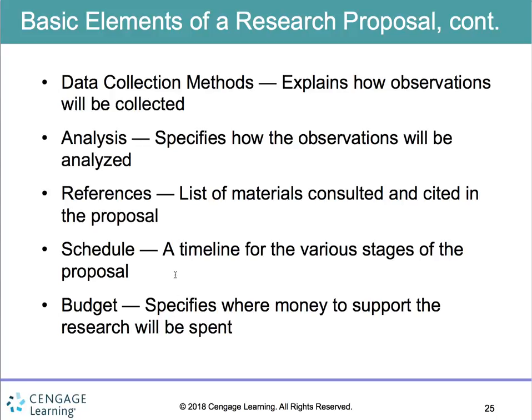Budget: specify where money to support the research will be spent. If you get a grant or a scholarship or whatever it is, or people donate money, you have to specifically tell them what you spent that money on, okay? That way they can keep everybody honest.